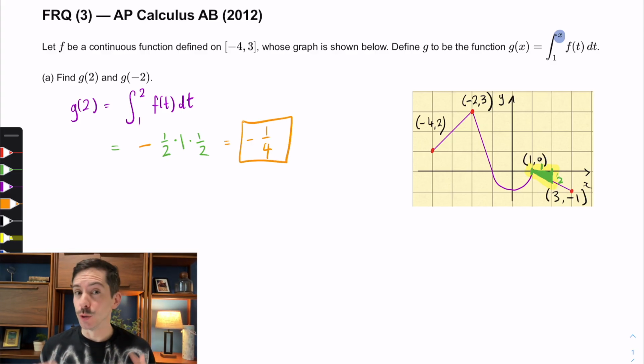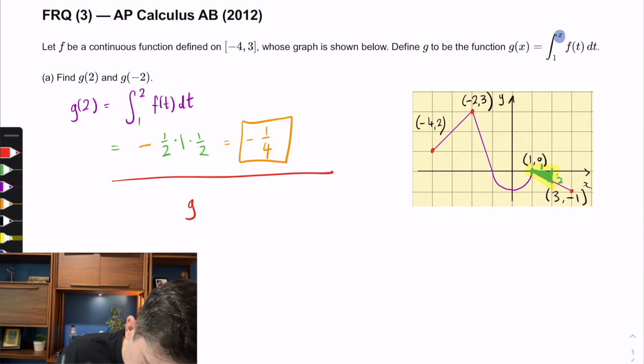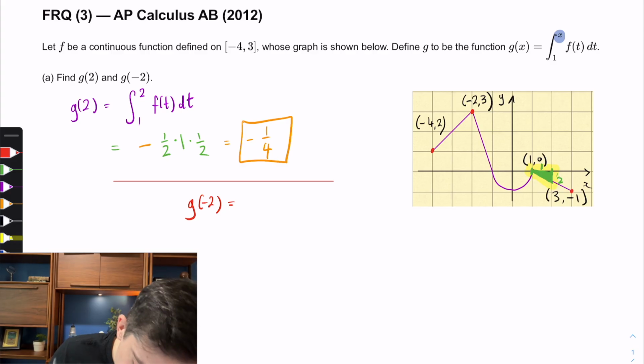Now, I'm always going to fully simplify my answers as we're working through them today, but remember the AP often does not care if you fully simplify your answer or not, so don't waste time on that under exam conditions. For g of negative 2, it's going to be a similar calculation with a little twist. Okay, so again, I'm substituting that x variable for negative 2.